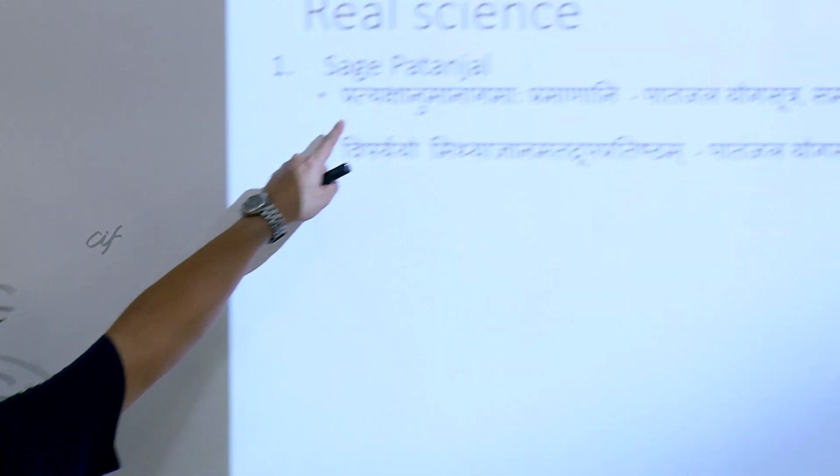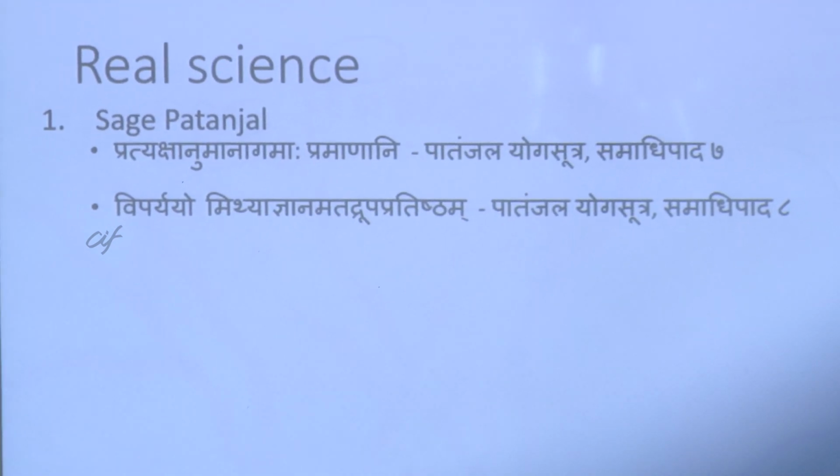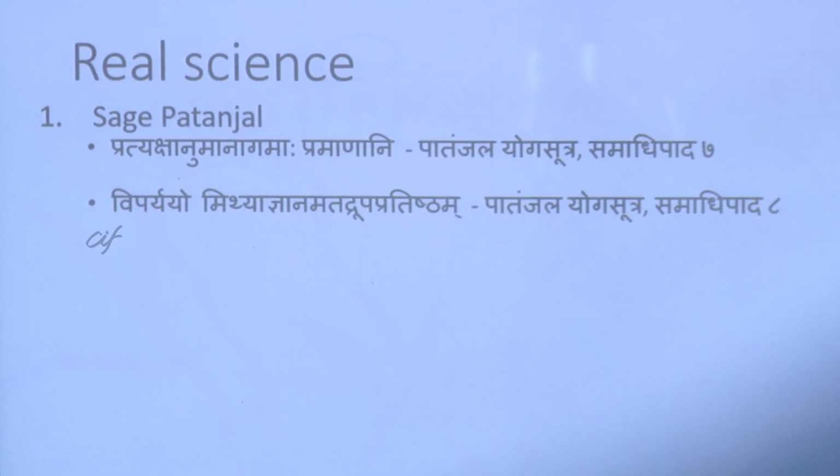He says, this is the way to knowledge. This is the way to the proof. This is the way to your comprehension. Next one says, Viparyayo mithya jnanam atadrupa pratishtam. Anything contrary to this, if you don't use that first method, if you don't follow that path, anything contrary to this is a mithya jnanam. No wishy-washy. In this sutra, Viparyayo.